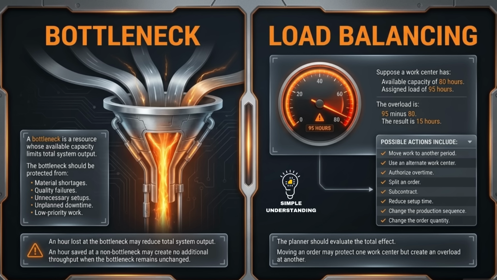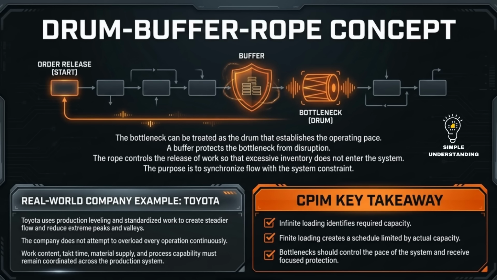The planner should evaluate the total effect. Moving an order may protect one work center but create an overload at another. Drum buffer rope concept. The bottleneck can be treated as the drum that establishes the operating pace. A buffer protects the bottleneck from disruption. The rope controls the release of work so that excessive inventory does not enter the system. The purpose is to synchronize flow with the system constraint.